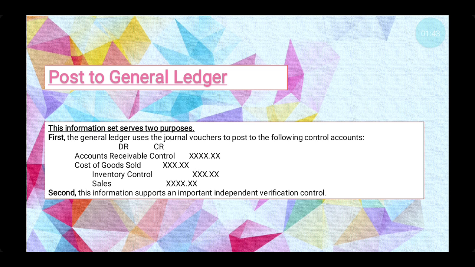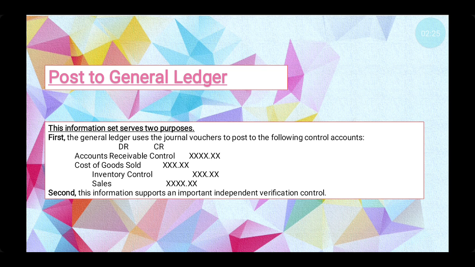Next is post to general ledger. In closing transaction processing period, after ma-receive lahat ng journal vouchers from billing and summary ng inventory and accounts receivable accounts, yung mga information is magsaserve ng two purposes. Yung una, the general ledger uses the journal vouchers to post the following control accounts: accounts receivable, cost of goods sold, debit, inventory control, and sales credit.